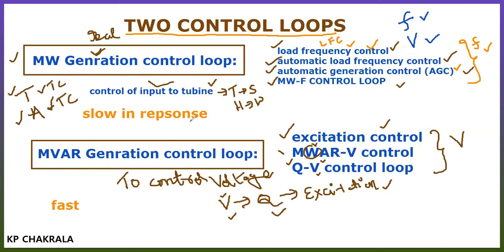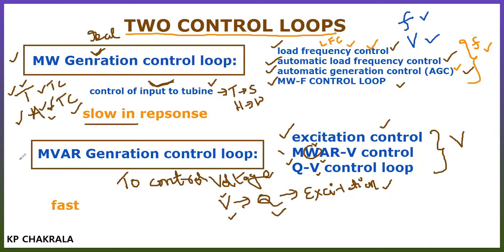If you want to change the output of an alternator, there should be a change in the input to the turbine, and the same effect has to carry through to the alternator. It is a sequential process. You control the input to the turbine, later the output of the turbine changes, and that is the input given to the alternator, so the output of the alternator changes. So this process takes a certain time. That's why the megawatt generation control loop is slower.